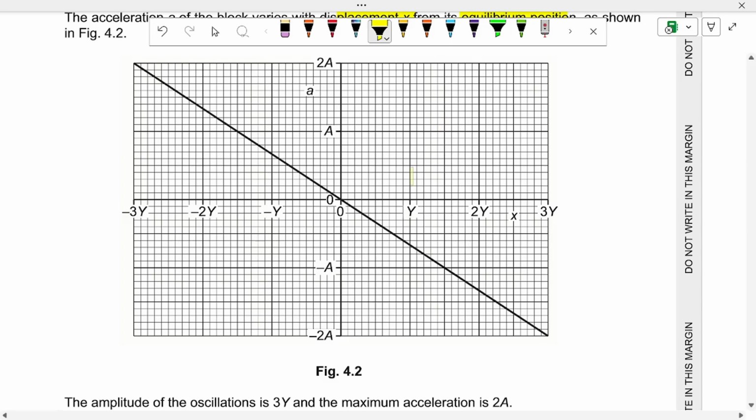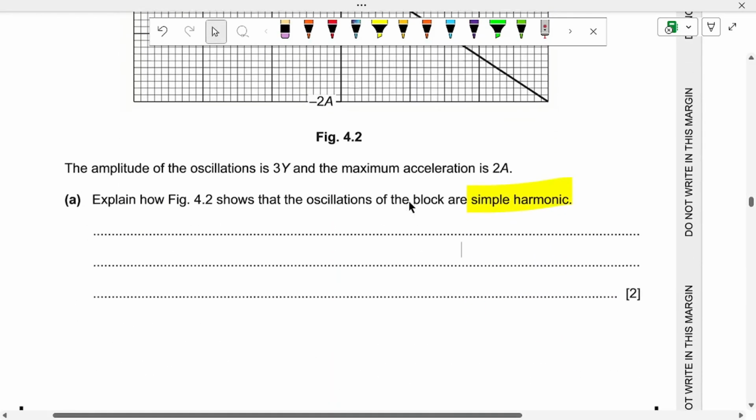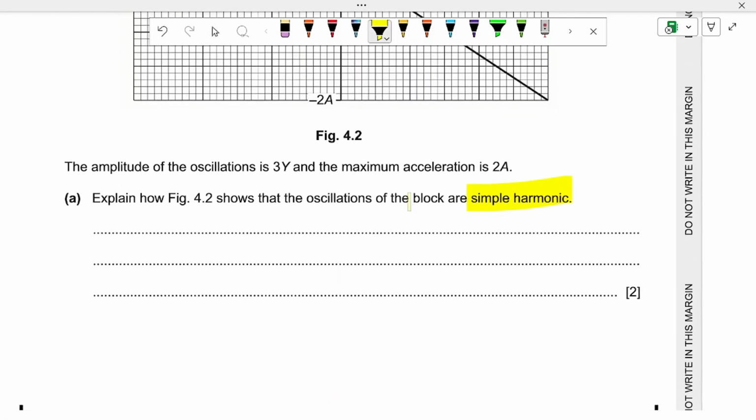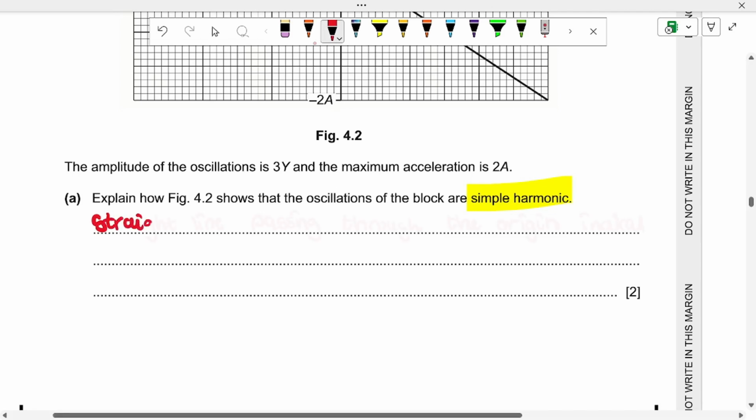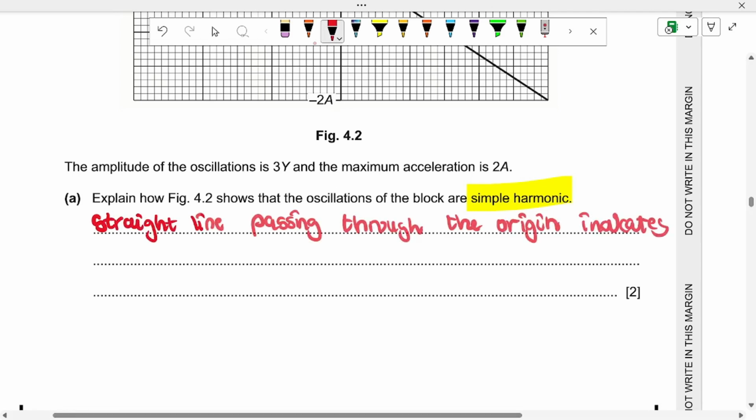So how do you show proportionality? Proportionality is basically seen by a straight line graph that passes through the origin. There's no way you can see that things are directly proportional except for that. So I'm going to say, because I see a straight line that passes through the origin, that indicates that acceleration itself is proportional to displacement x, right? Because I have a straight line that's passing through the origin.